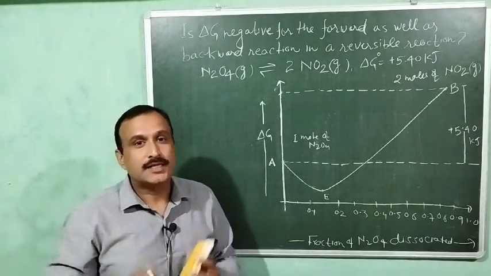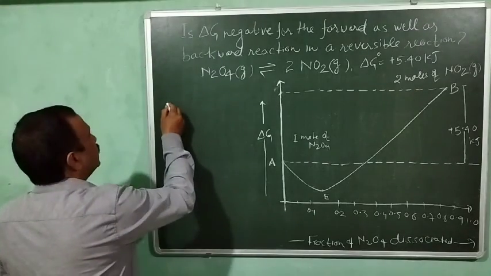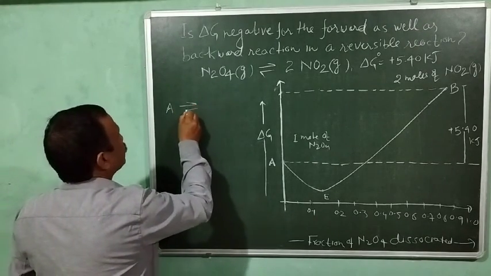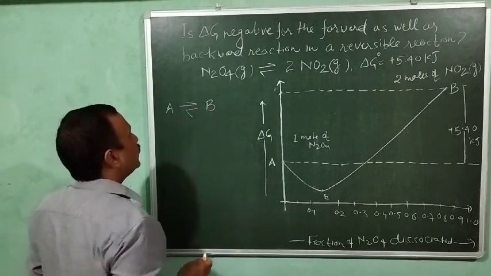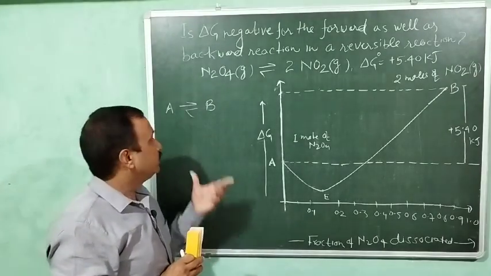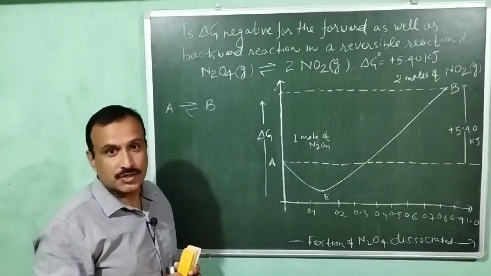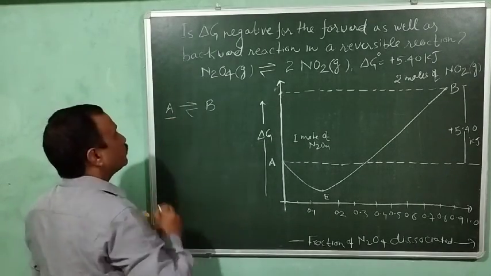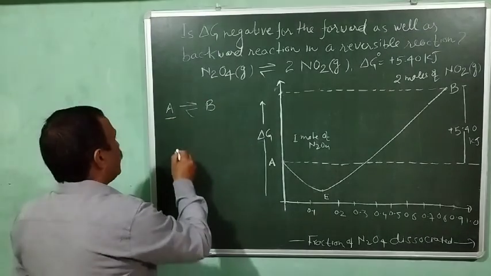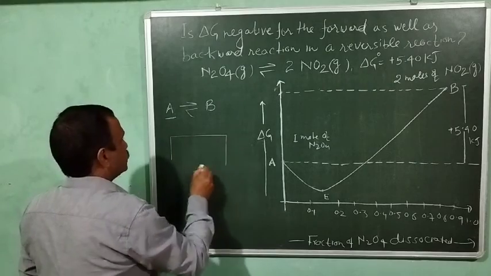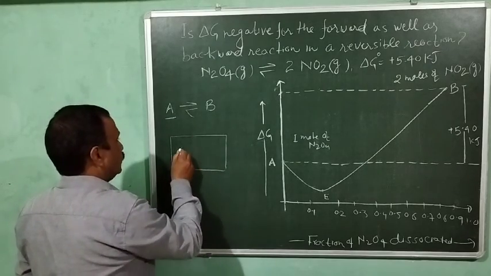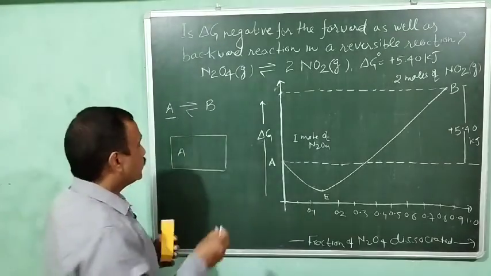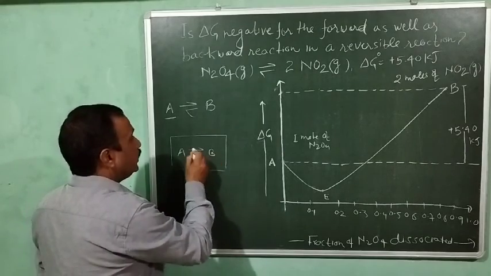Let us explain it with the help of a general reaction. That is, A is changing into B and this is a reversible reaction. So let us try to attain the equilibrium from the reactant side. So I will take A inside a closed container. Okay, then A will start converting into B.